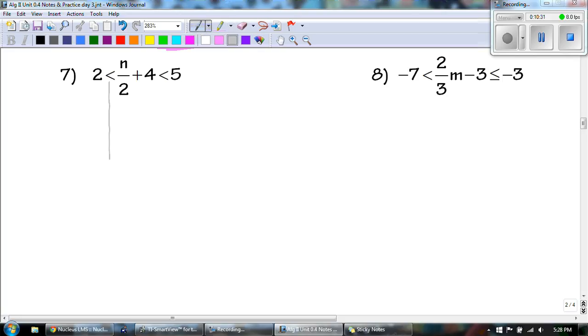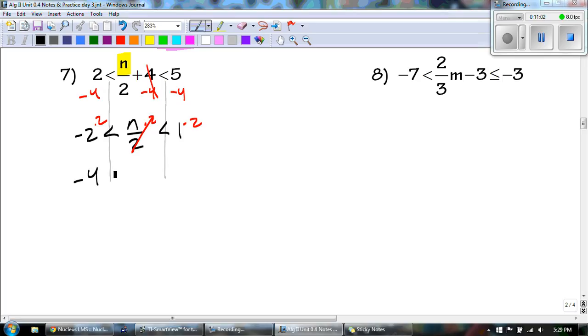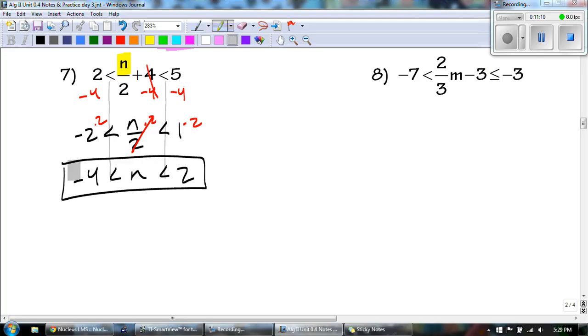So I'm going to draw the lines down so I can see all three sides. There's my n. I'm going to subtract 4 from everything. 2 minus 4 is -2, which is less than n over 2, which is less than 1. To get the n by itself, I need to multiply all three sides by 2. -2 times 2 is -4, which is less than n, which is less than 2. There we go. There's my answer.